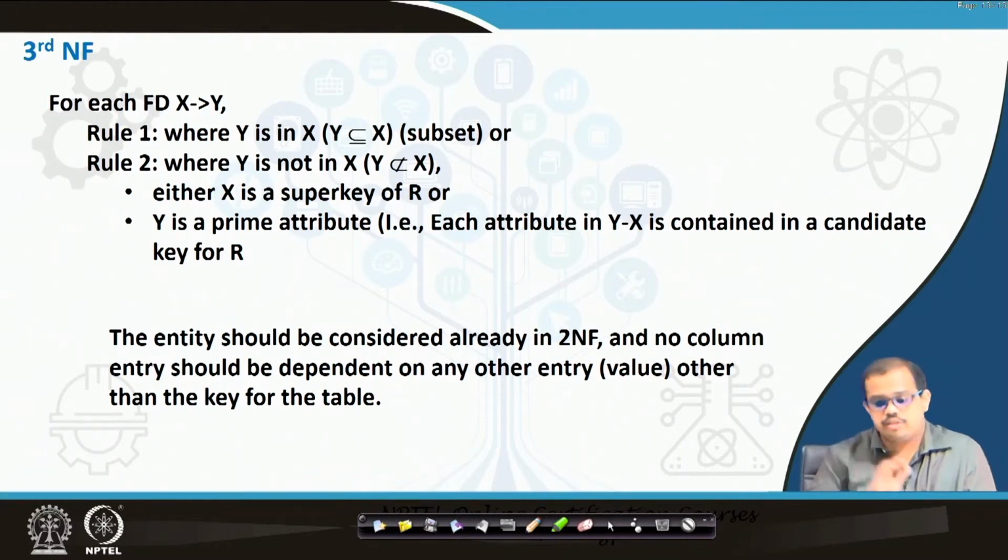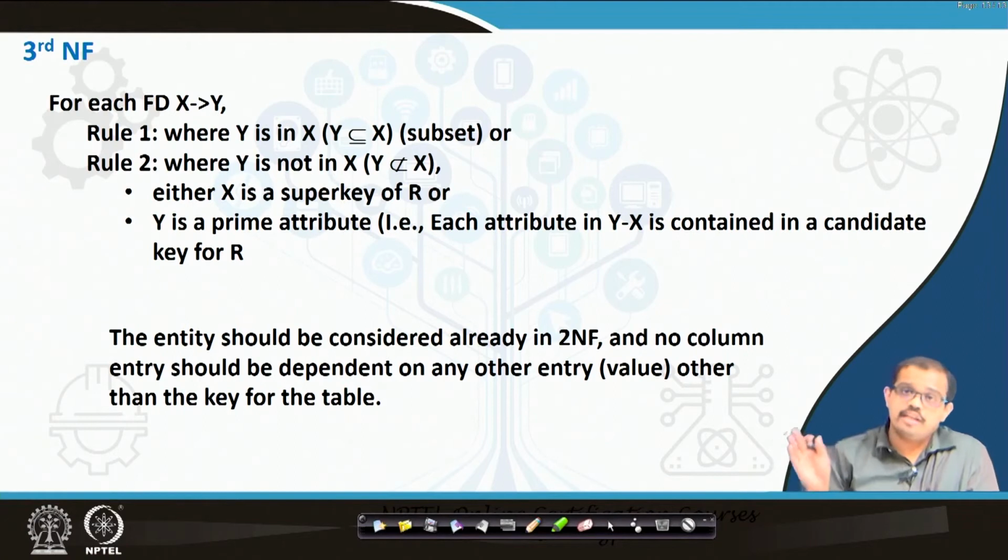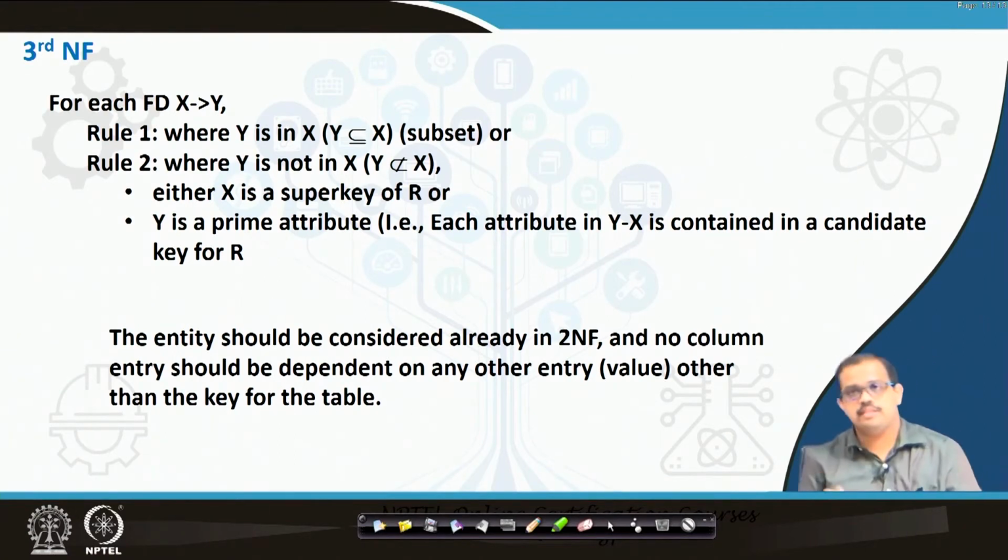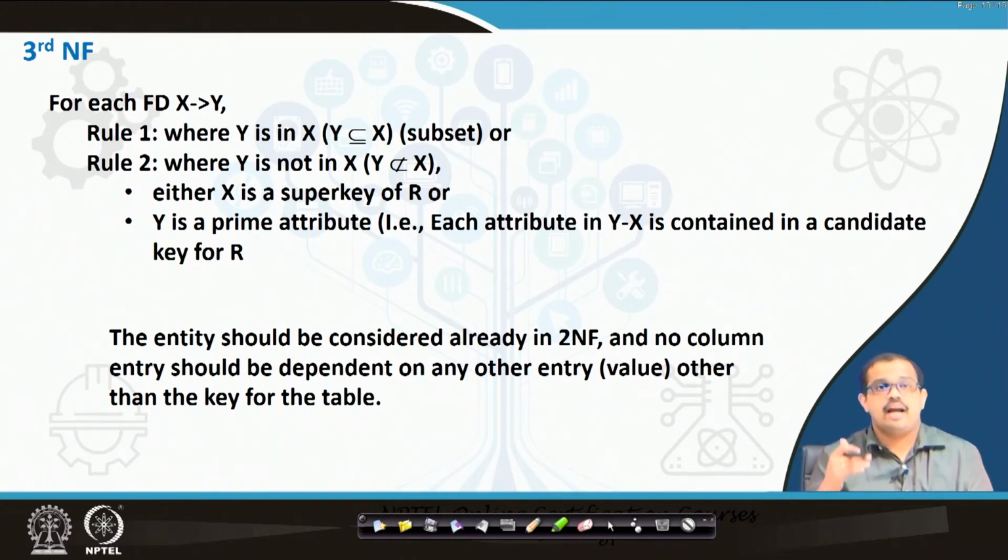Now, if it has to be in the third normal form, the entity should already be in the second normal form, which means you should already have the entire table in the second normal form, and no two columns' entries should be dependent on any other entry other than the key for the table. Okay. So, if you understand it, other than the primary key for the table.